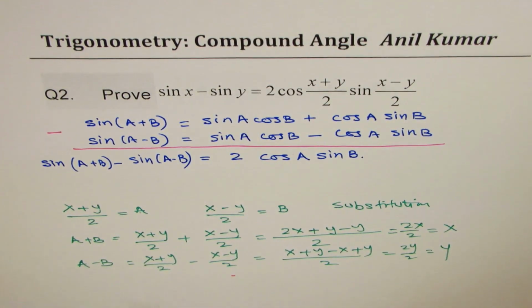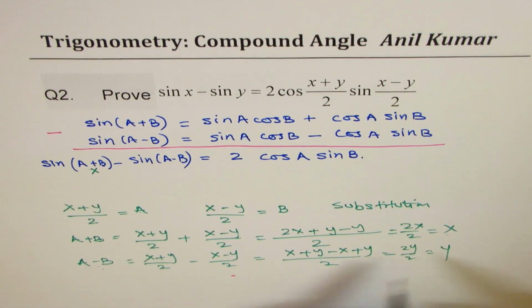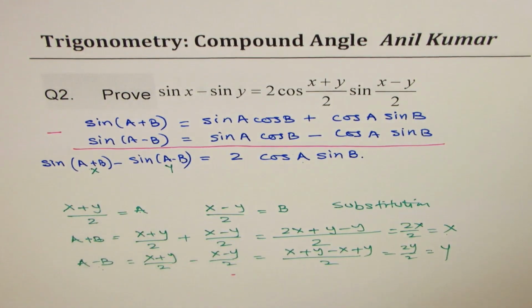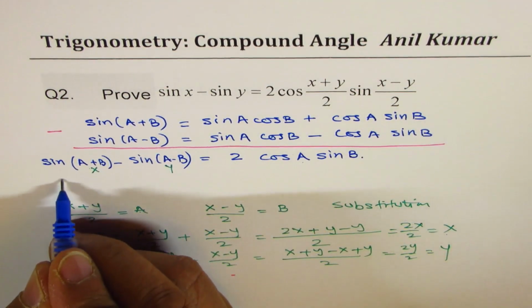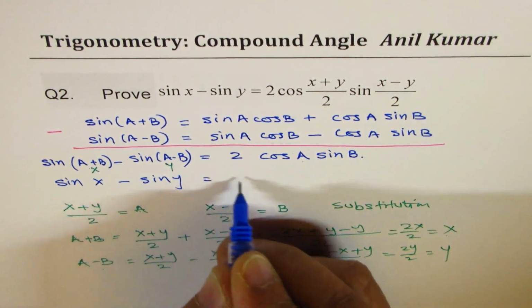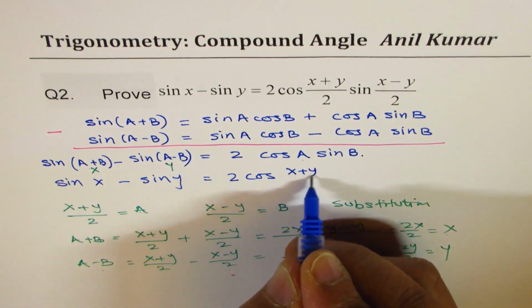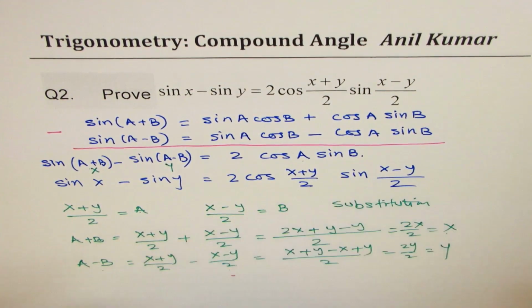And therefore, we can make a substitution. For A plus B, we can write x. For A minus B, we can write y. And for A and B, we have taken half of the sum. So we can now substitute what we have got here into our equation, getting the result. So the result is sin x minus sin y equals twice cos of A, which is (x plus y) over 2, times sin of (x minus y) over 2.